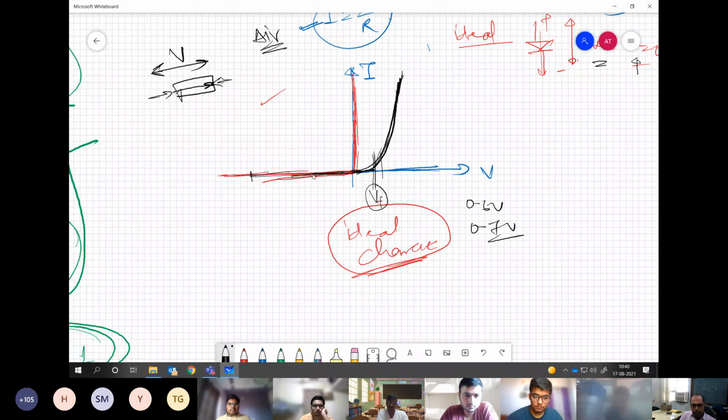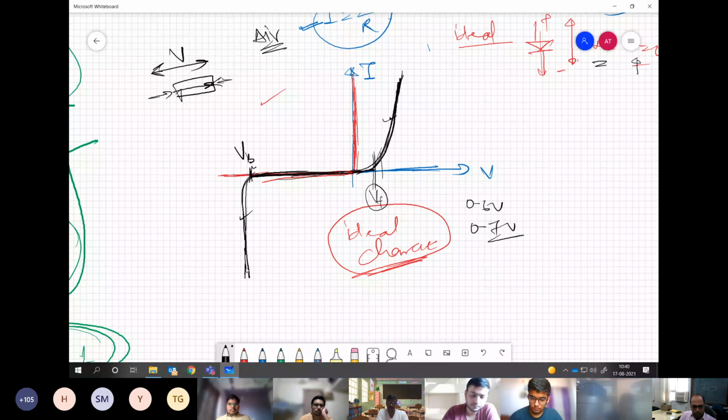So what happens after that? It will follow this ideal characteristic to a large extent and then it will finally break down. So when breaking down, there is suddenly a huge amount of current flowing. This slope is much steeper compared to this slope. And this is what we call the breakdown voltage of the diode.